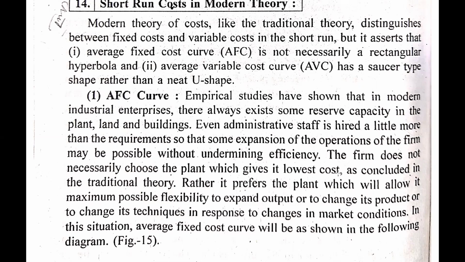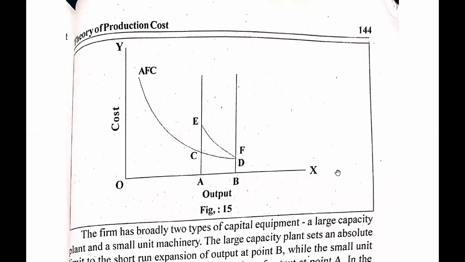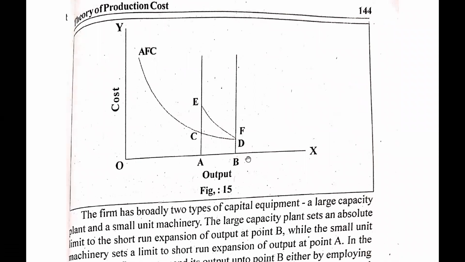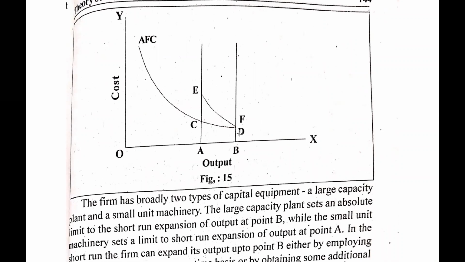So this is the AFC curve in the modern theory, and now we will see the diagram given here, which will be the curve of the average fixed cost in the modern theory. Here on the x-axis we have output, and on the y-axis we have cost. If we produce a number of products, as we increase our production, what we can see in the diagram is that, from the beginning, as production increases, the average fixed cost decreases, as we have already seen in the earlier theory.